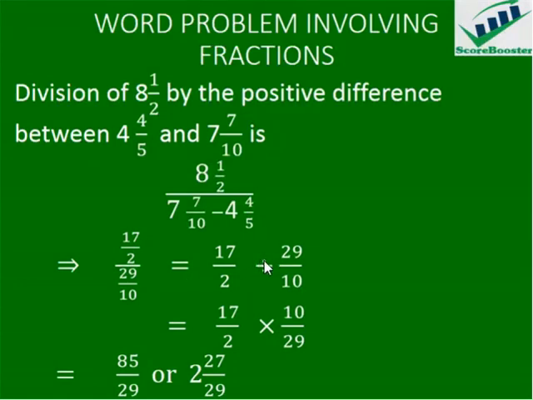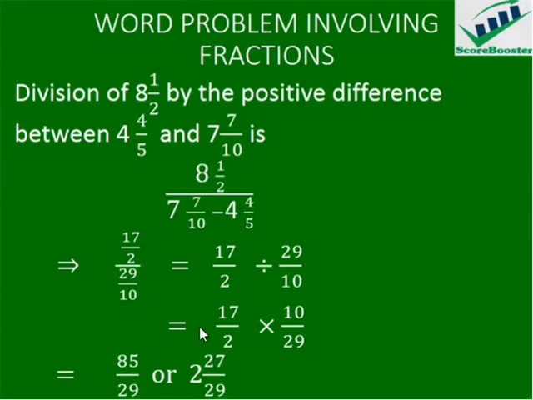And you know, when you want to change this division to a multiplication sign, the denominator will change to the numerator, and the numerator will change to the denominator, and that is what we have here. 17 over 2 multiplied by 10 over 29. So we'll solve for this. We can say 17 multiplied by 10, 170, divided by 2 multiplied by 29, 58. So we have 170 divided by 58 will either give you 85 over 29 or 2 whole number 27 over 29.